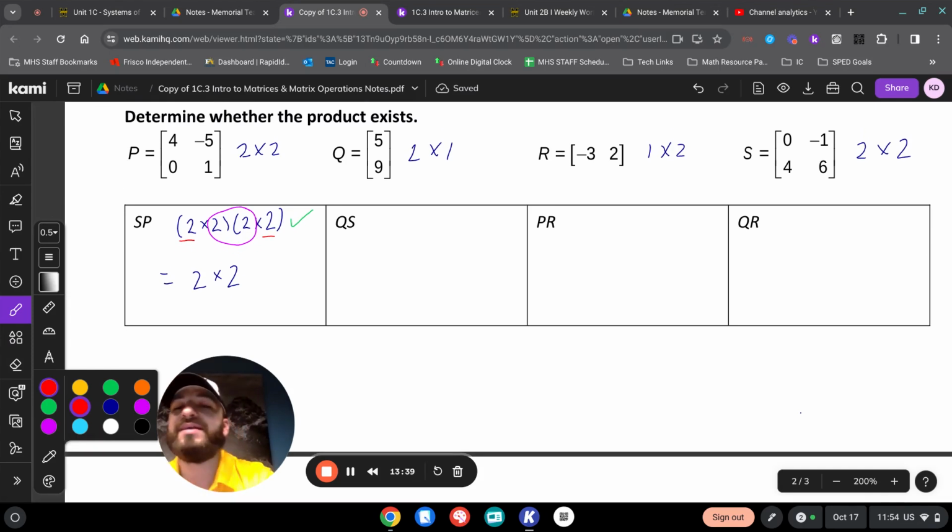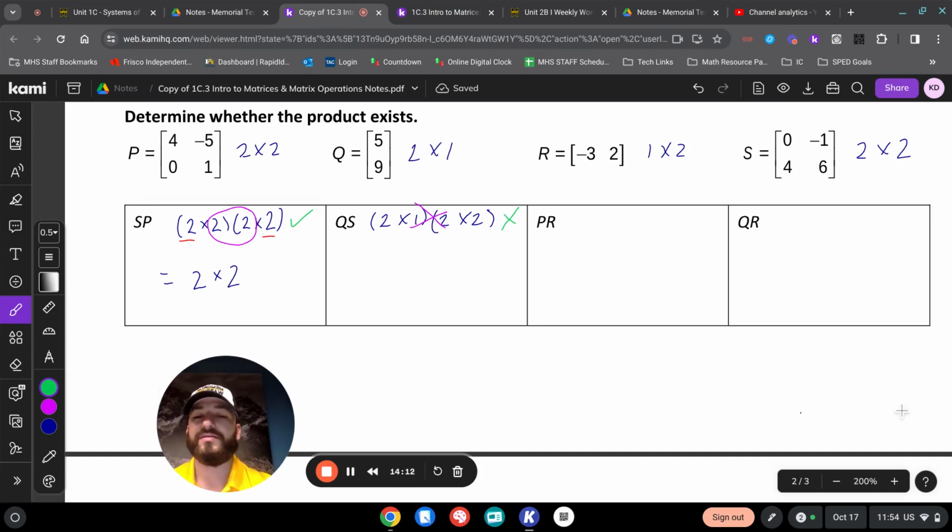So Q is a 2 by 1. And S is a 2 by 2. So note those inner pieces are not equal, which means this one is not going to give us a resultant product matrix. Okay, go ahead and pause me, do PR and QR for me real quick, and then you can unpause me and check your answers.